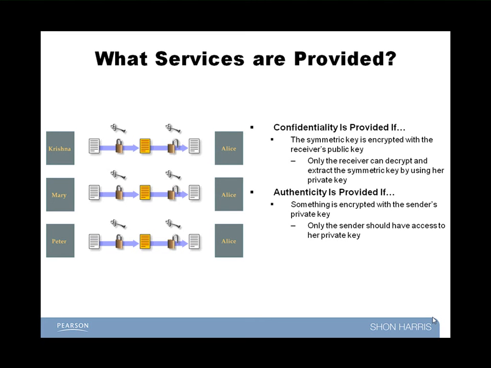What if we need authenticity, meaning we need to know who sent that message? Well, the sender needs to use their private key. If you receive a message from me and you absolutely need to know who it is, then I have to use my private key. If I use my private key, that means it came from me. You know who it came from because I'm the only one who's supposed to have my private key.